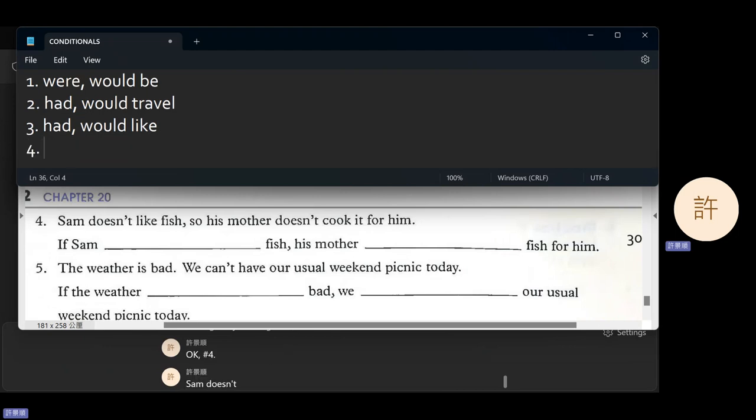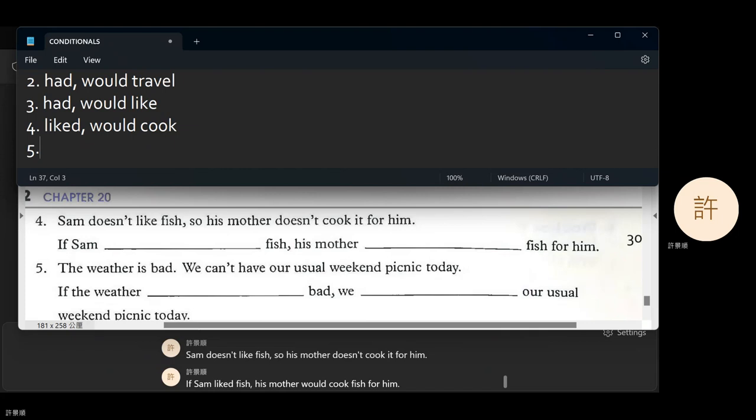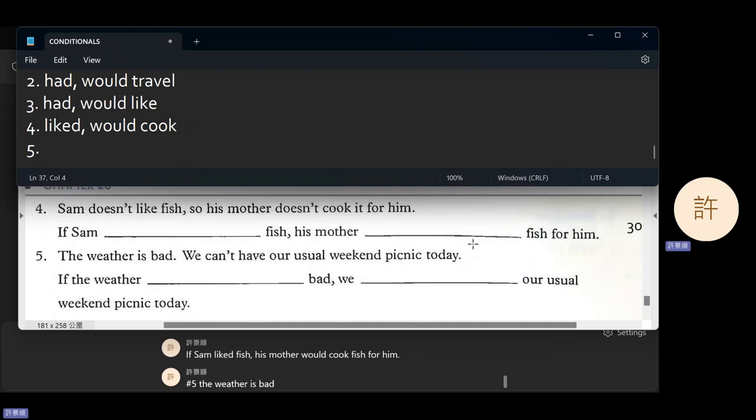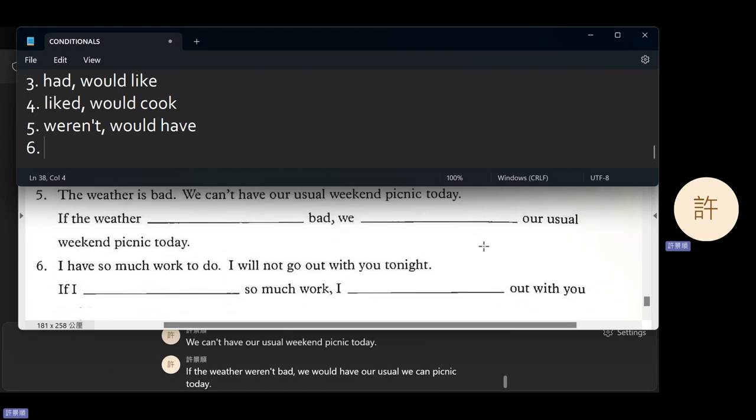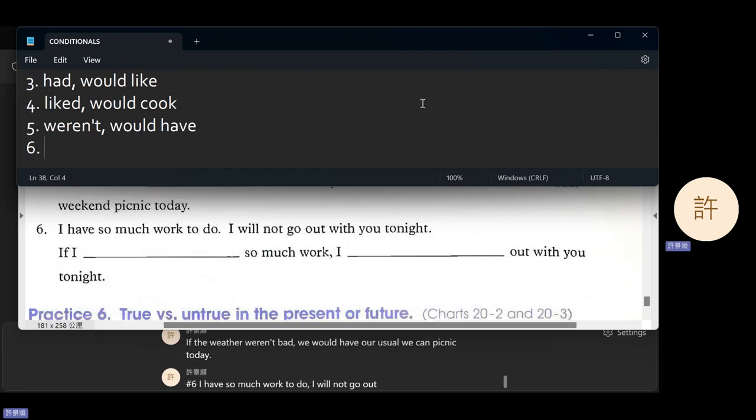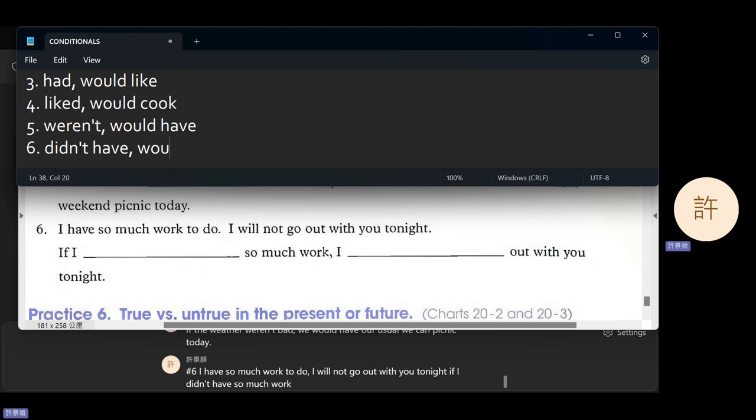Okay, number four. Sam doesn't like fish, so his mother doesn't cook it for him. If Sam liked fish, his mother would cook fish for him. Number five. The weather is bad. We can't have our usual weekend picnic today. If the weather weren't bad, we would have our usual weekend picnic today. Number six, I have so much work to do. I will not go out with you tonight. If I didn't have so much work, I would go out with you tonight. Questions?